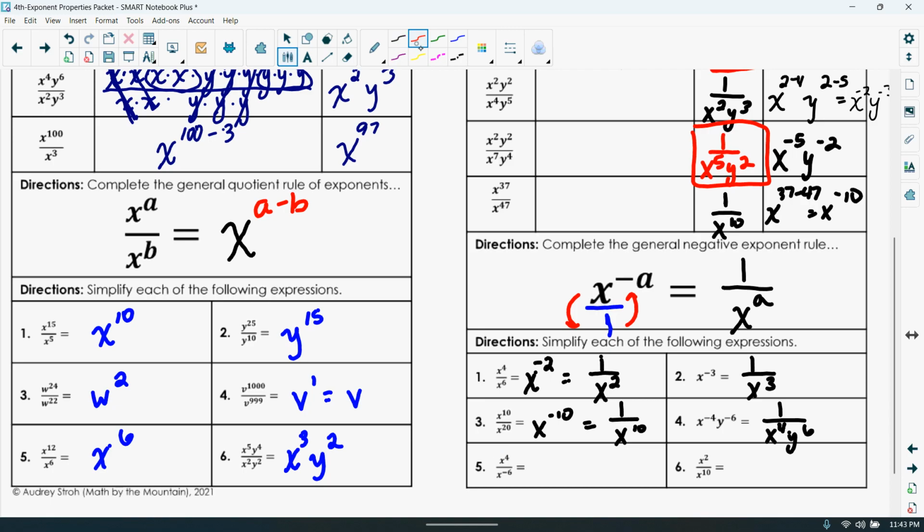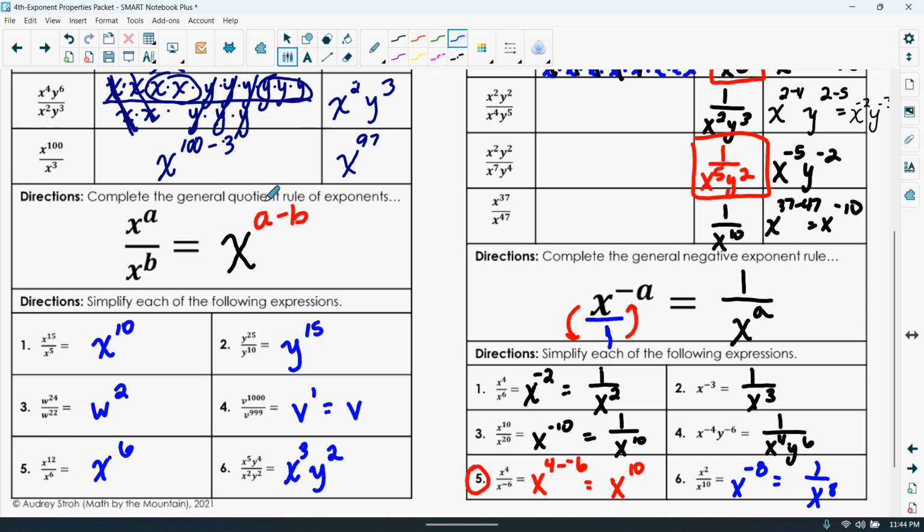Now, on number 5 here, I'm going to do the quotient rule. This is saying x to the 4th minus a negative 6, which actually turns to x to the 10th power. Okay, and then here, 2 minus 10 is x to the negative 8, which I turn to 1 over x to the 8th power. So that is our negative and quotient rule.